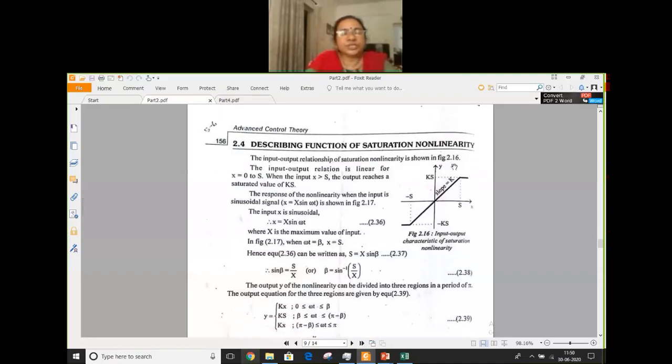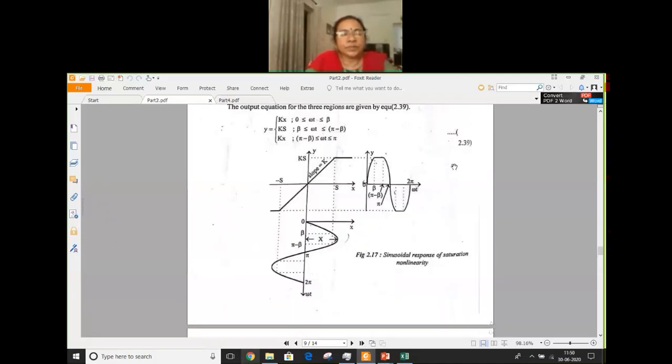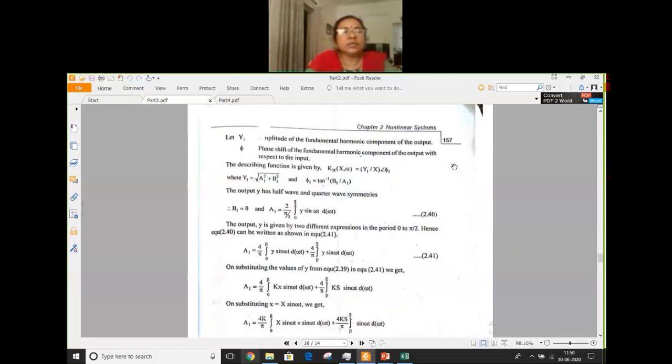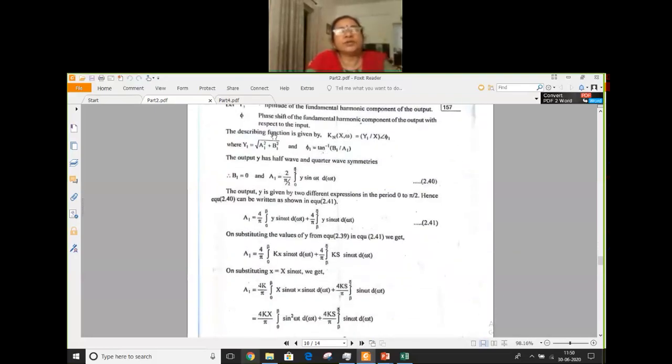What is that function? Kn is the describing function. Kn of X omega is equal to Y1 by X angle phi 1. Here Y1 is the root of a1 square plus b1 square, and phi 1 is equal to tan inverse b1 by a1. Why do you get Y1 as this root? This is the Fourier analysis; a1 and b1 are the Fourier coefficients. You can always take b1 as equal to 0, and you need to calculate a1.